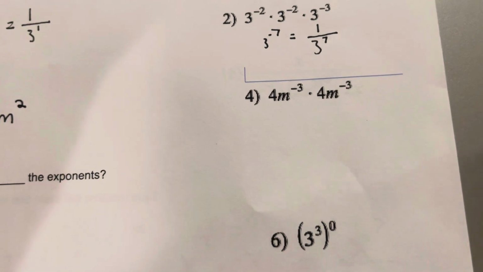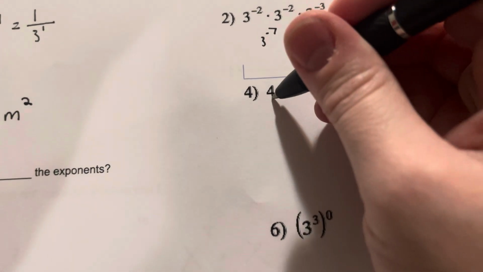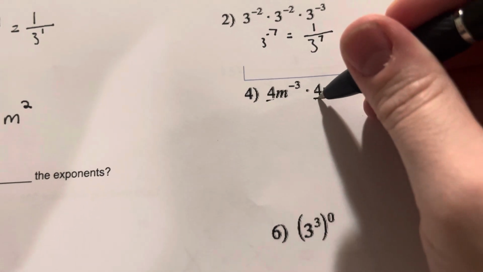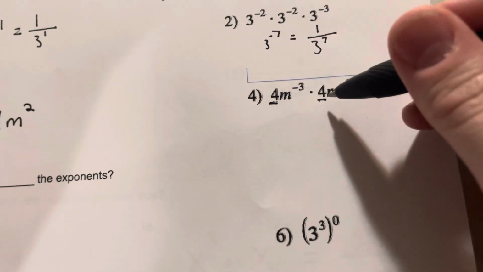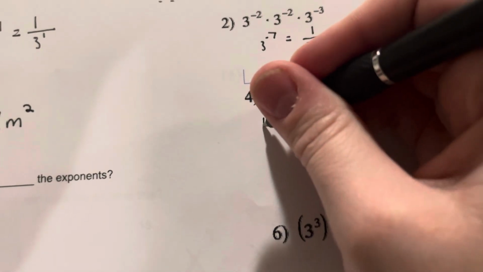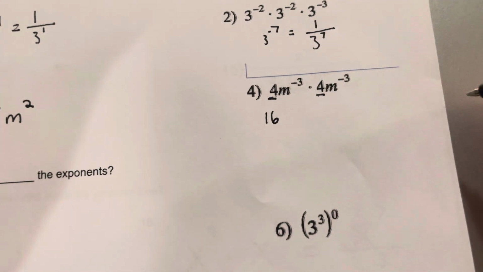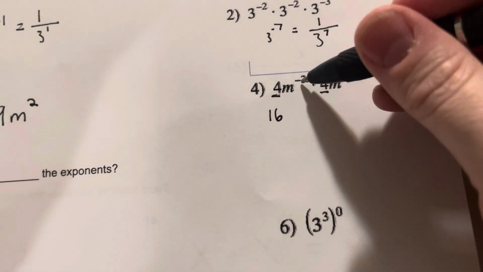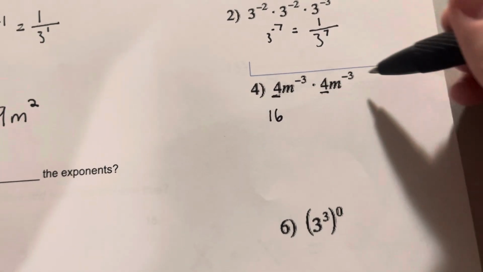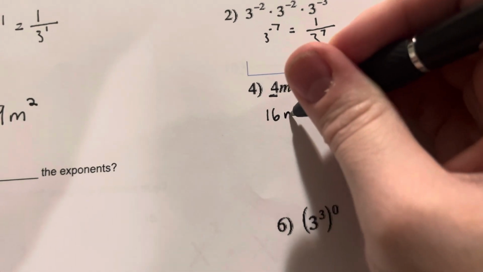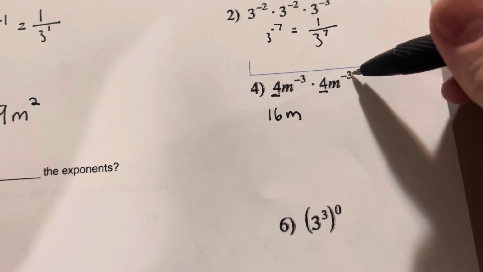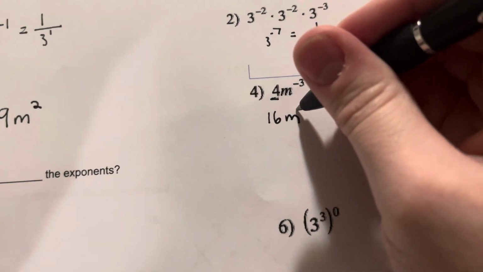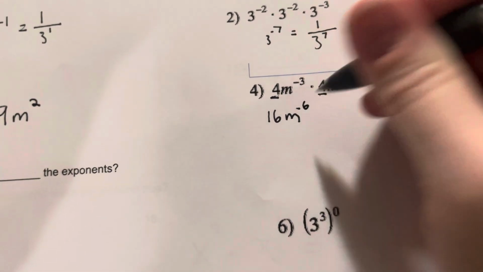Moving right along. Number 4, we again have these numbers out in front. So we're going to go ahead and multiply those. 4 times 4 is 16. Then we're going to add our exponents together. Keep the base of m. -3 plus -3 is -6.